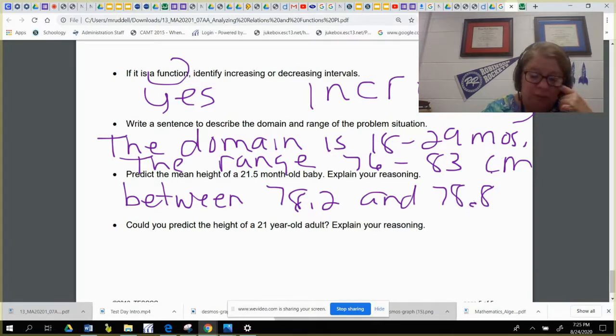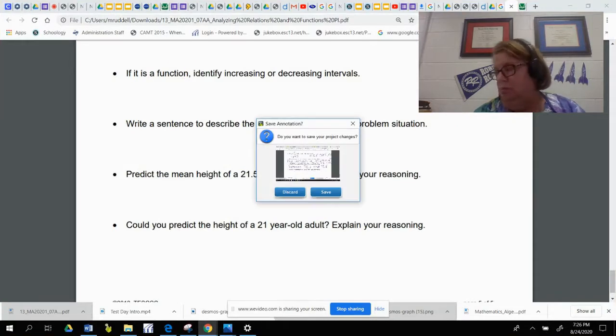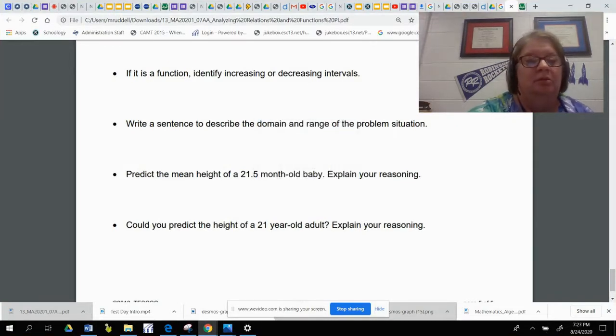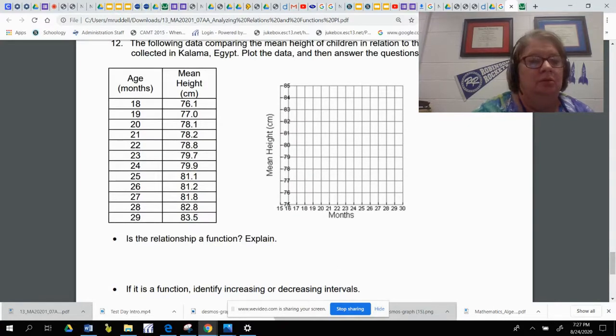Could you predict the height of a 21-year-old? Now think about, let's go back to that table. All of those are months. Think about a child 18 months old. It's a toddler. 29 months old is a little bit more than 2. It's like almost 2.5.